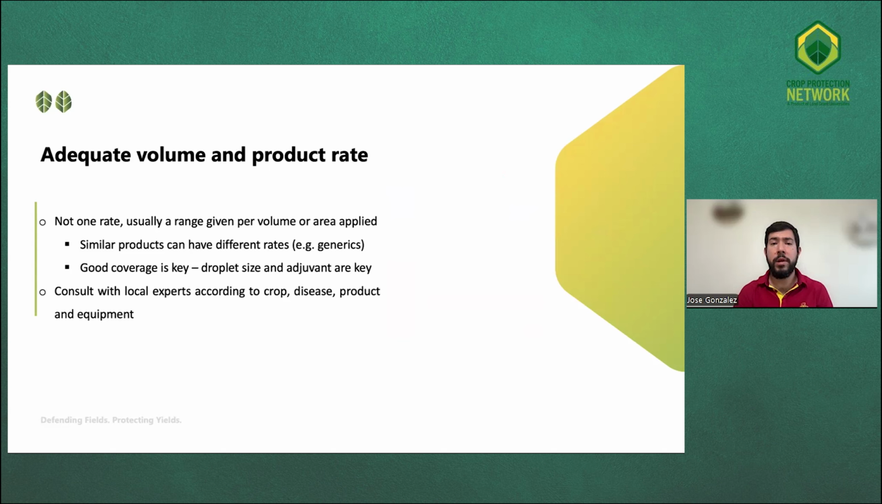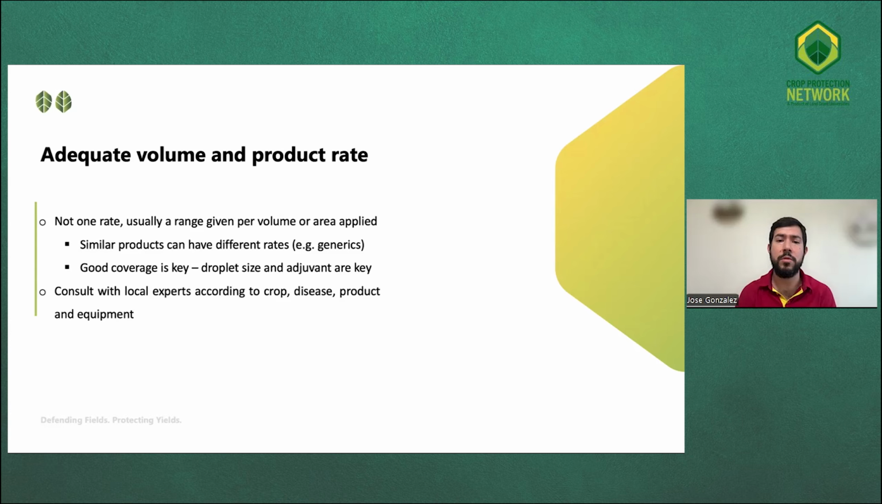In the label, we can find the appropriate volume and rates to use. But usually these rates are not given as a single number. They're usually a range, both for the volume to use and for the rate of the product to use. The product rate is sometimes given as a percentage or depending on the volume to use, or can also be found as an amount of product to use in an area. So it will give you the rate to apply in an acre or a hectare, for example.